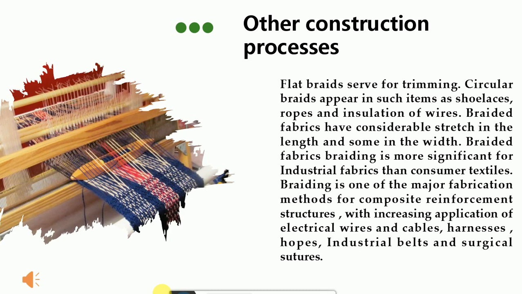Braided fabrics. Braiding is more significant for industrial fabrics than consumer textiles. Braiding is one of the major fabrication methods for composite reinforcement structures, with increasing application of electrical wires and cables, harnesses, hoops, industrial belts and surgical sutures.